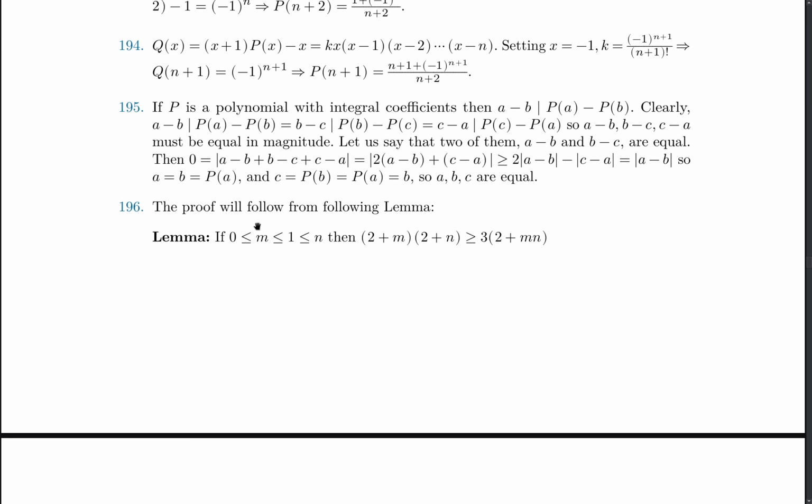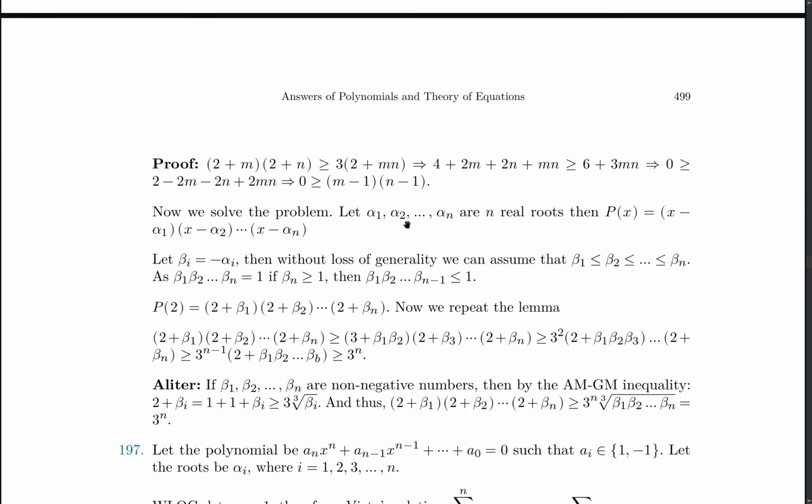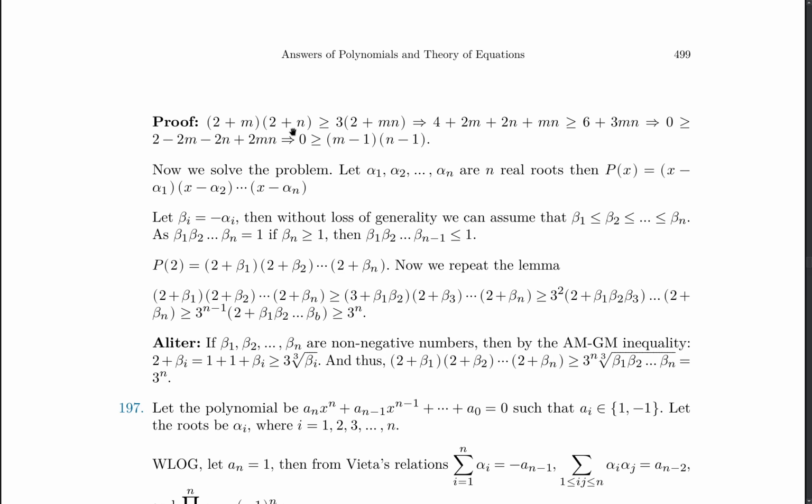So we will use a lemma to prove that. The lemma is if m lies between 0 and 1 and it is less than n, then (2 plus m) into (2 plus n) is greater than or equal to 3 into (2 plus mn). So first we prove the lemma. We have (2 plus m) into (2 plus n) greater than or equal to 3 into (2 plus mn). Left hand side we evaluate: 4 plus 2m plus 2n plus mn greater than or equal to 6 plus 3mn, which implies that 0 greater than or equal to 2 minus 2m minus 2n plus 2mn, which implies that 0 is greater than or equal to (m minus 1) and (n minus 1). So that is what our lemma is.